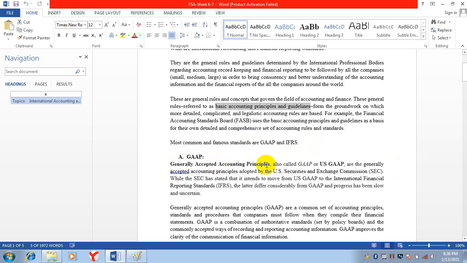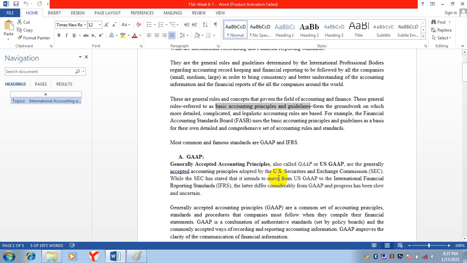GAAP, generally accepted accounting principles, also called US GAAP, are the generally accepted accounting principles adopted by the US Securities and Exchange Commission, SEC. So the US Securities Exchange Commission follows US GAAP. All the companies registered in USA must follow GAAP. While the SEC has stated that it intends to move from US GAAP to the International Financial Reporting Standards.